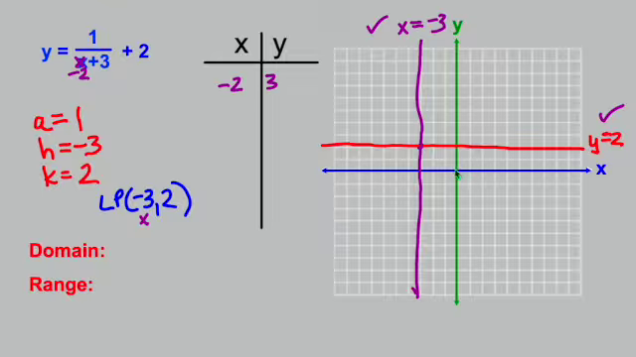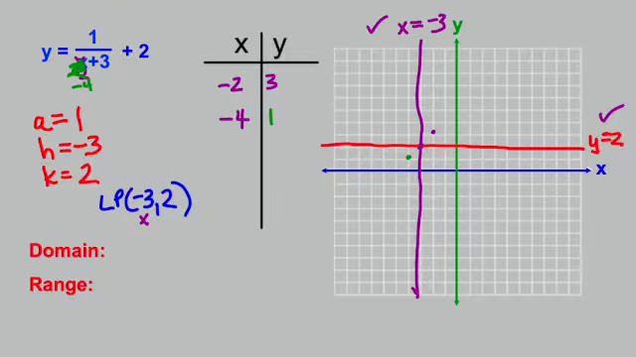Also, I'm going to go one lower than this, down to -4. Now, if I do that this time, I'm going to put a -4 in there instead. -4 plus 3 is -1. 1 divided by -1 is -1, plus 2 is 1. So now I'm going to go to (-4, 1), which is right there.